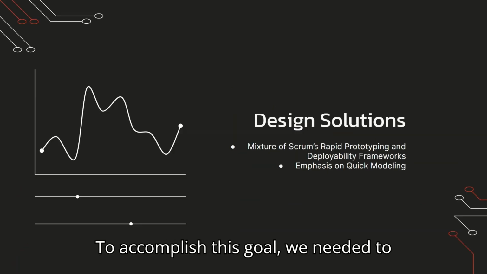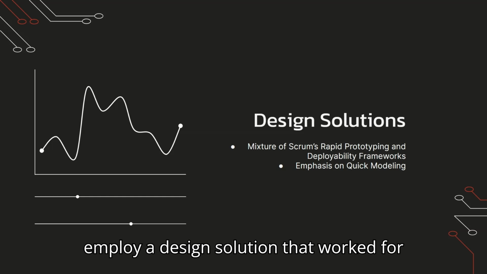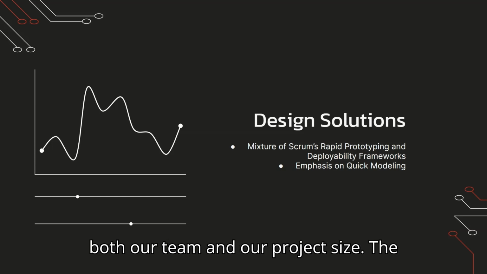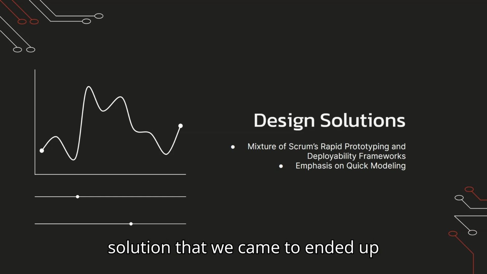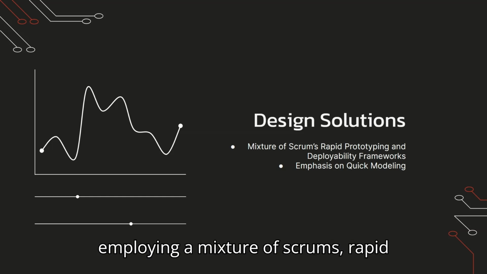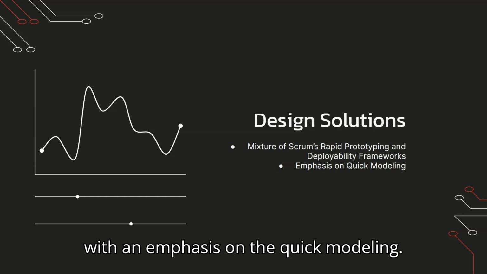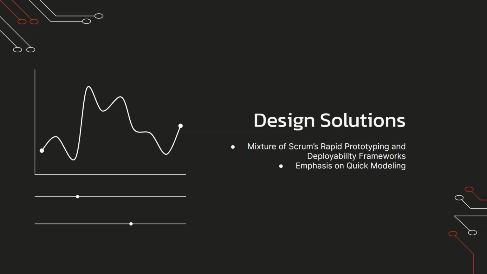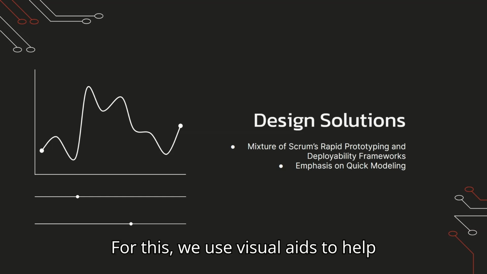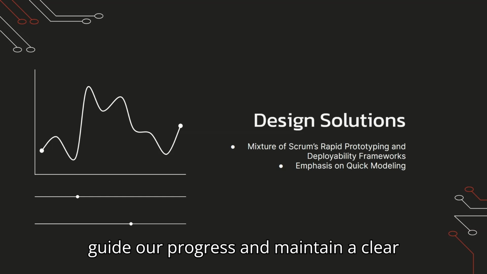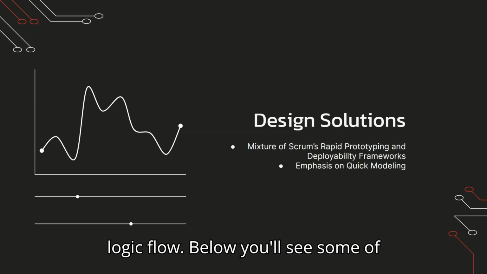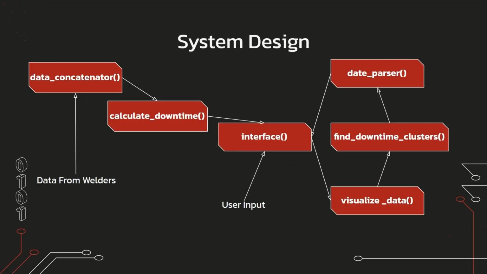To accomplish this goal, we needed to employ a design solution that worked for both our team and our project size. The solution that we came to ended up employing a mixture of Scrum's rapid prototyping and deployability frameworks, with an emphasis on the quick modeling. For this, we use visual aids to help guide our progress and maintain a clear logic flow. Below, you'll see some of those visual aids now.